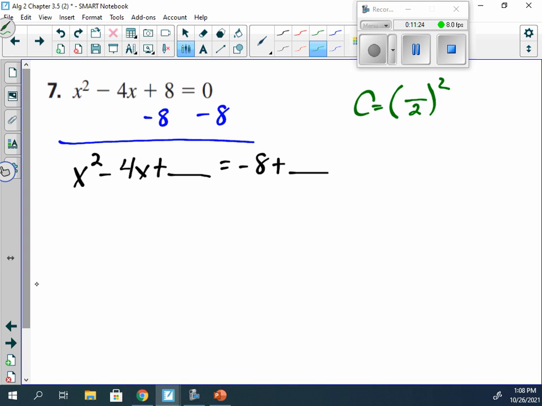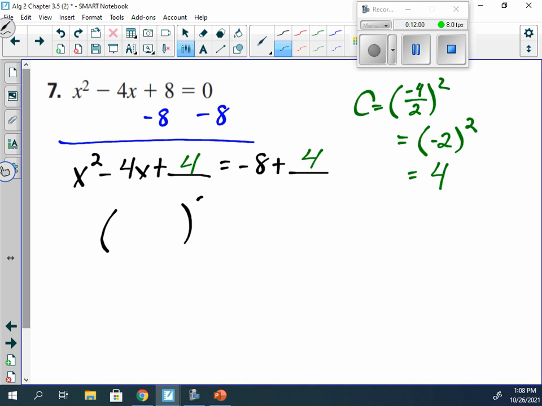Well, our c term is defined by what equation? b over 2 squared. And our b value would be negative 4. Well, negative 4 divided by 2 is negative 2. And negative 2 squared is 4. So we're going to plug 4 in here and here. Any questions on this here so far?